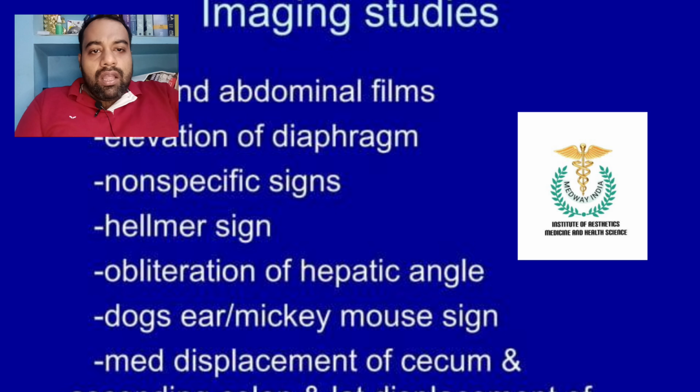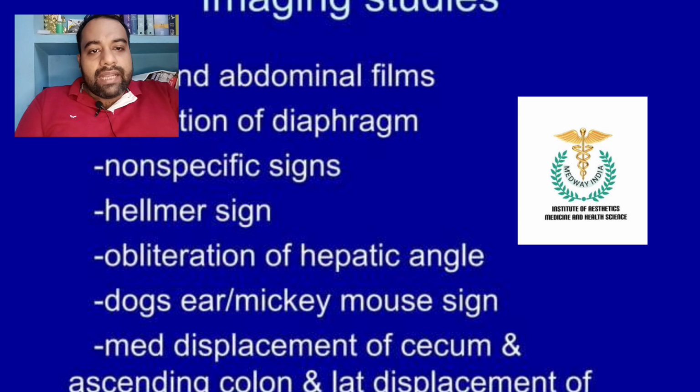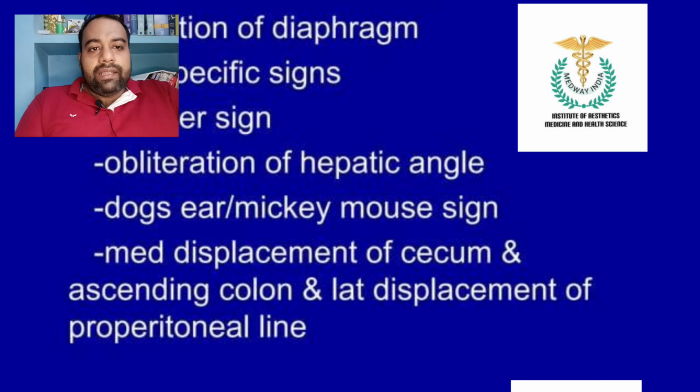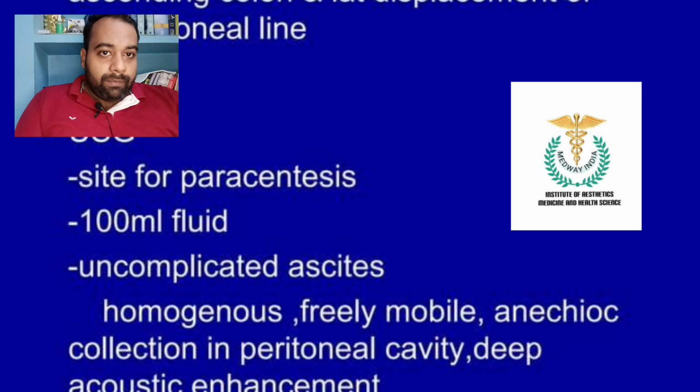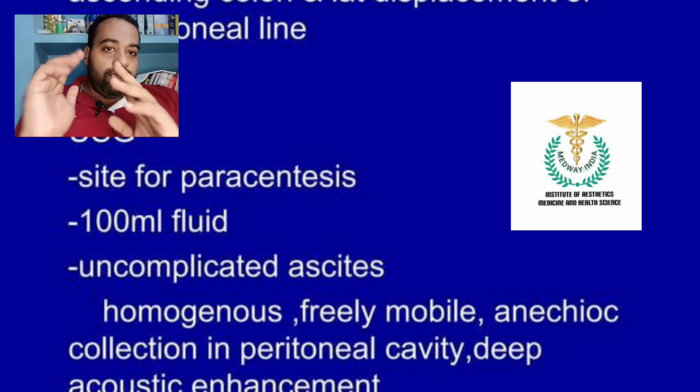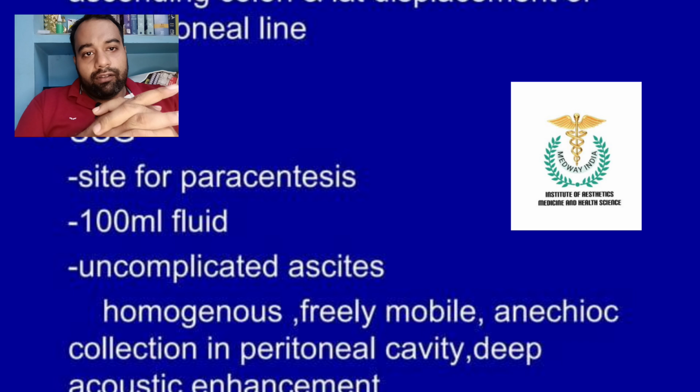elevation of the diaphragm. Obviously, there are some non-specific signs, like the Hellmer sign, obliteration of the hepatic angle, the dog ear, and the Mickey Mouse sign, which would be present in such cases. But obviously, medial displacement of the cecum and ascending colon, and the lateral displacement of the preperitoneal line have been pretty much sensitive. So for the USG, you have to go for the site for the paracentesis.